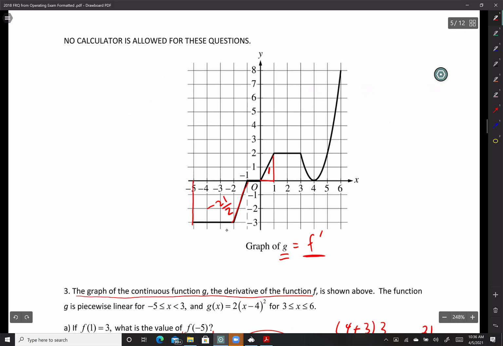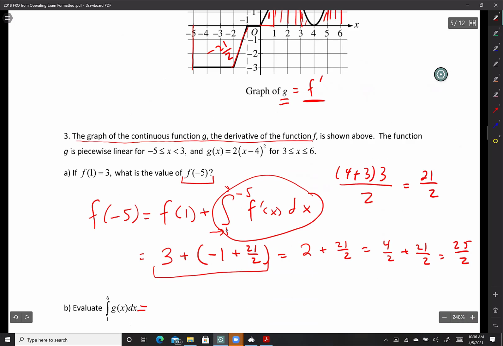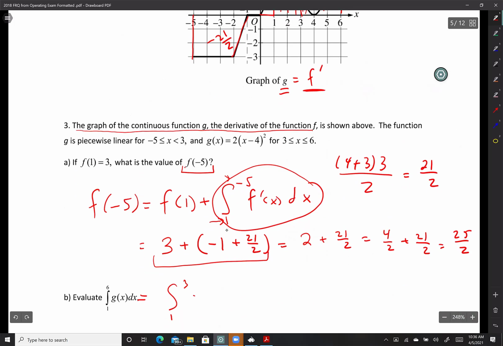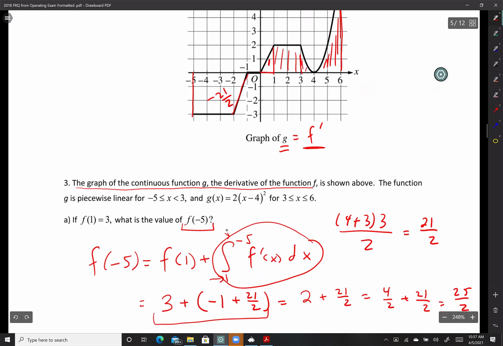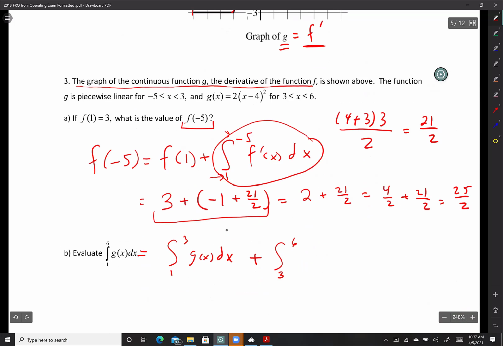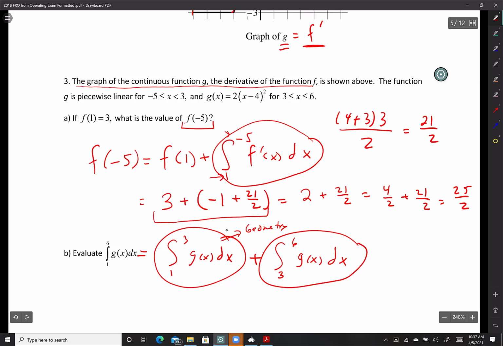So 1 and 6. I'm going to go from here all the way to here. Ooh, okay. They actually want to see you integrate. Wow, I wasn't expecting that. Okay, I'm going to break this up. I'm going to go from 1 to 3. That's just geometry. And then we're going to go from 3 to 6. This is just geometry right here, this one. I'm going to put geometry there. But this, they actually want to see you do that, the antiderivative of that.